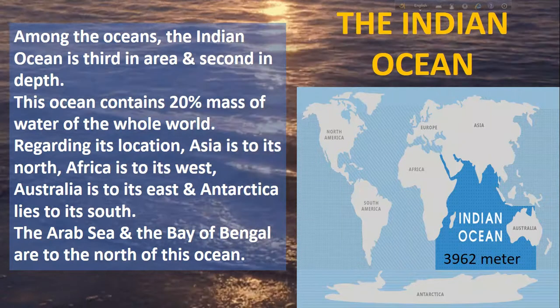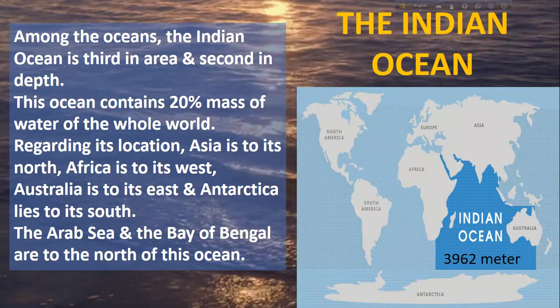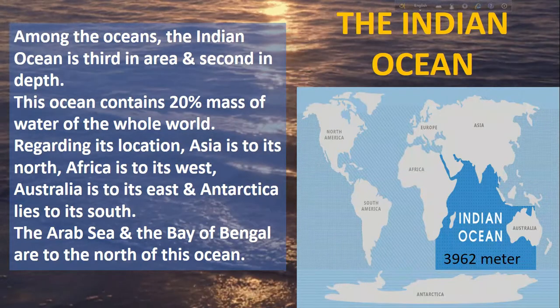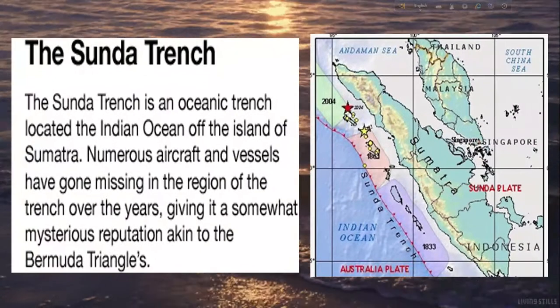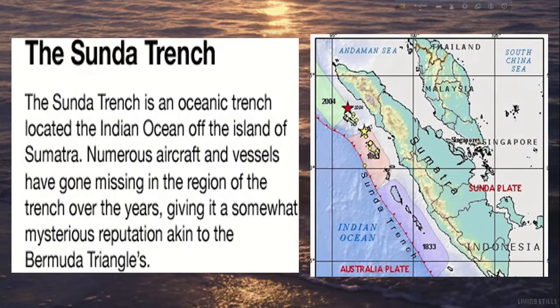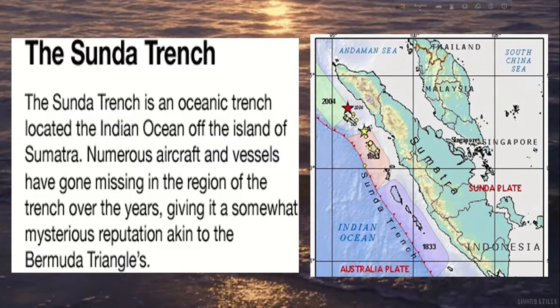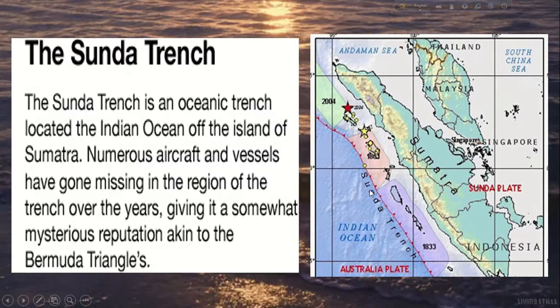And the depth of this Indian Ocean is 3962 meters, and the area of the Indian Ocean is about 7 crore 36 lakh square kilometers. And there is also a well-known trench, the Sunda Trench. So the Sunda Trench is an oceanic trench located in the Indian Ocean off the island of Sumatra. Here follow, here are the Sumatra Islands, and this is the Sunda Trench.